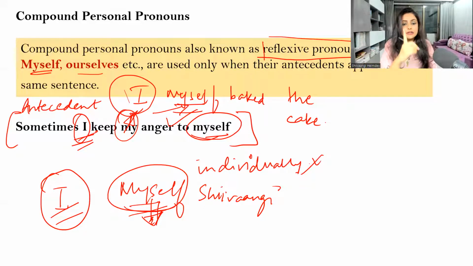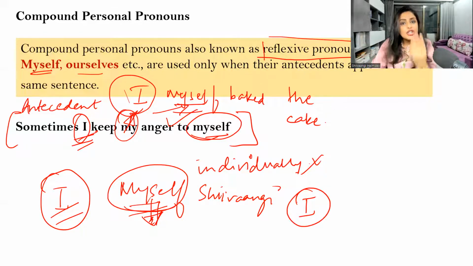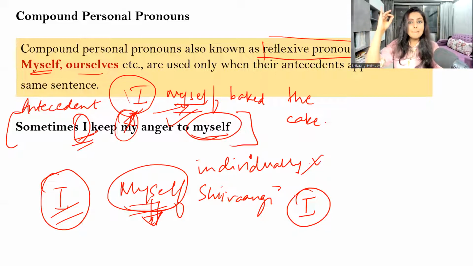If you have to make use of myself, please make sure that you have a base I in it. If you want to make use of herself, please make sure that you have she as a pronoun or some female noun. For example, "Shivangi herself did it," or "she herself did it." That's correct. So if you have to make use of a reflexive pronoun, you have to have a base. You have to have a subject that can be reflected upon. So that's why "myself Shivangi" is an absolutely incorrect way of introducing yourself.